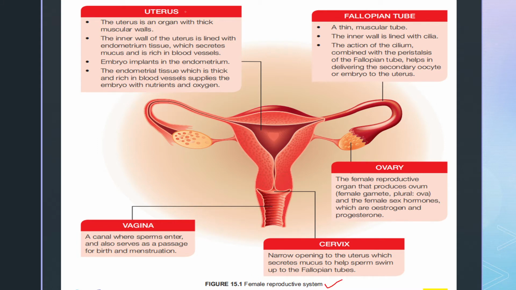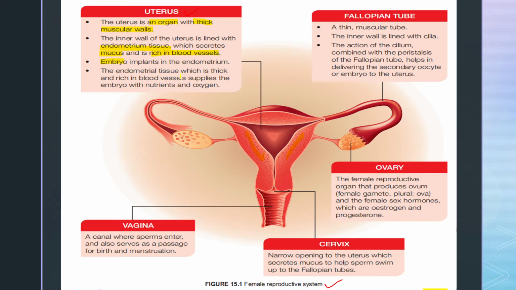So we start with the uterus. Let me just use this highlighter. The uterus is an organ with thick muscular walls. You see these are the walls which are thick, and the inner walls of the uterus are lined with endometrium tissues, which secrete mucus and are rich in blood vessels. The endometrium is the place where the embryo implants itself.